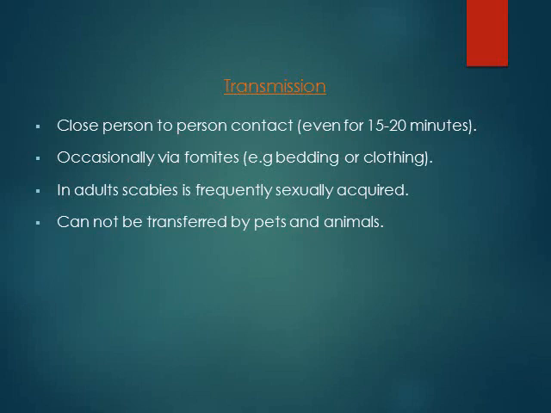Transmission is usually from close person-to-person contact. Even 15 to 20 minutes of contact is sufficient. Occasionally it spreads by fomites, that is bedding, linens, and clothing. In adults, scabies can be sexually acquired also, and the typical scabies cannot be transferred by pets or animals. But there are others called animal scabies, where the mites that are there in animals can be transferred.